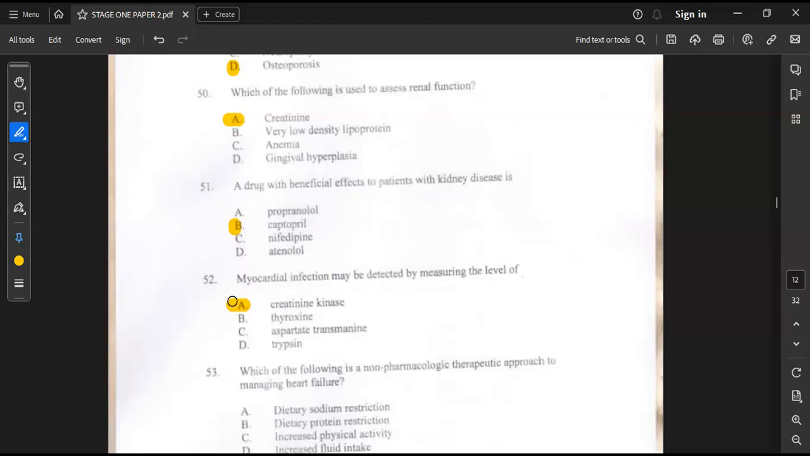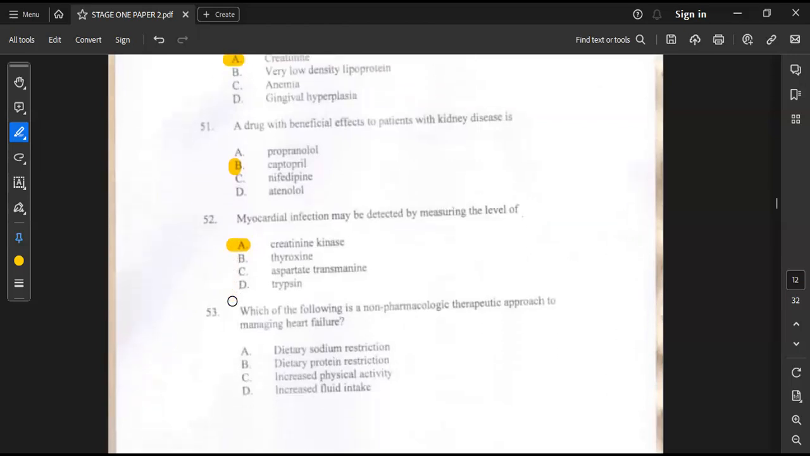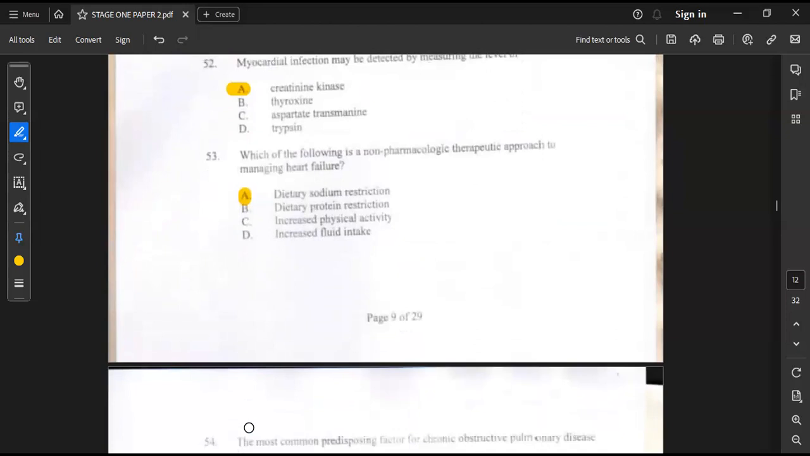Okay, next question. Which of the following is a non-pharmacological therapeutic approach to managing heart failure? Dietary sodium restriction, dietary protein restriction, increased physical activity, increased fluid intake. So for heart failure, we restrict sodium and also we restrict fluid intake, we should take less fluid intake. What are the other non-pharmacological approaches to managing heart failure?